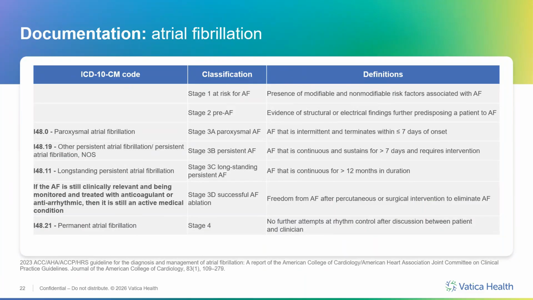And there's not a specific code for this. You would just use the code that best describes it. And then finally, stage 4 is permanent AFib, and this is used when the patient and the clinician make that joint decision to stop any attempts to control the rhythm. And the code for this is I48.21, permanent atrial fibrillation.